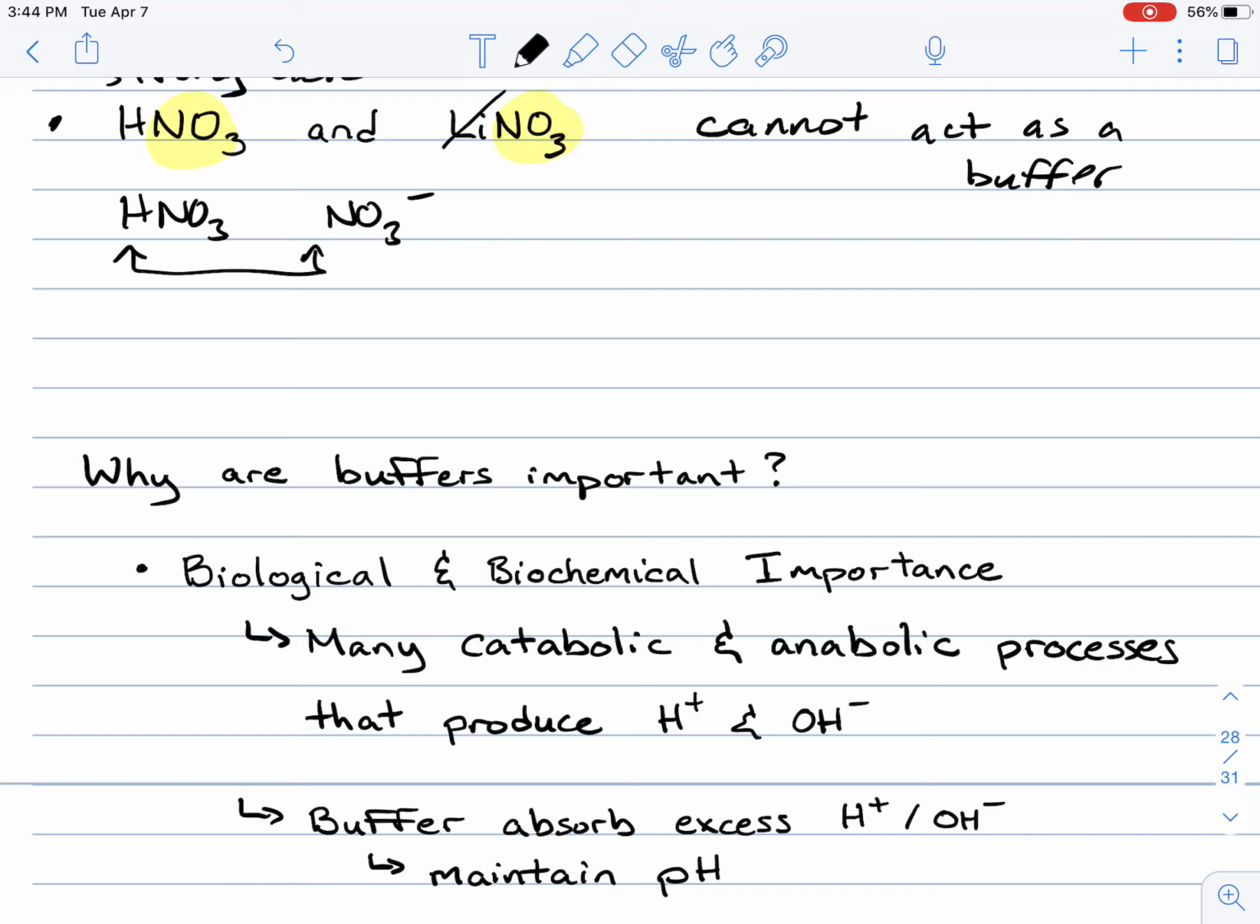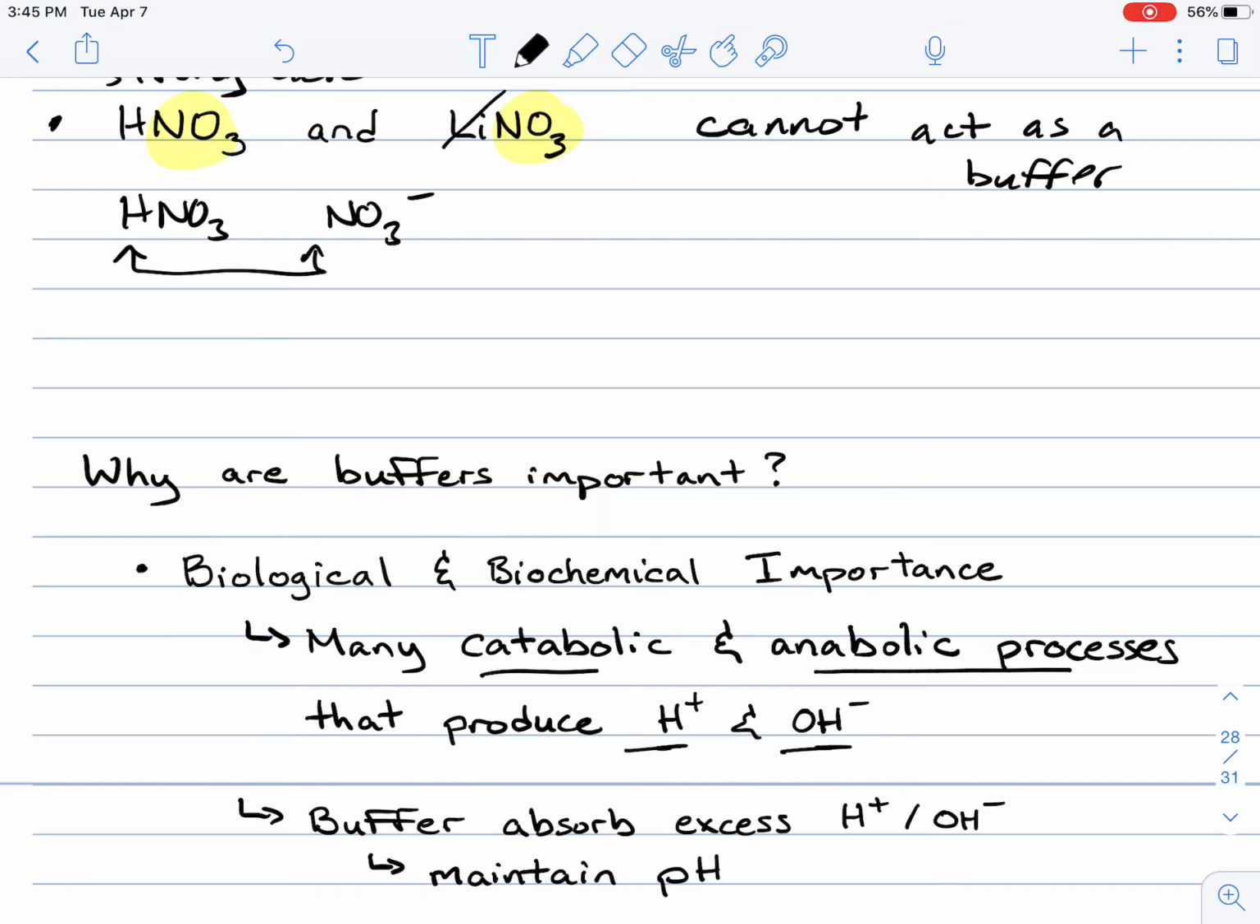However, what I want to discuss is the importance of buffers from a biochemical perspective. So something that's related to biology. In an organism, it doesn't really matter if it's a human or a bacteria or a rat, there are a lot of catabolic and anabolic processes that occur inside that organism. These processes can produce hydrogen ions and hydroxide ions.